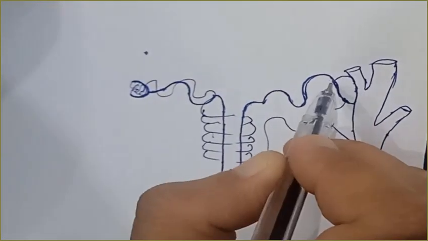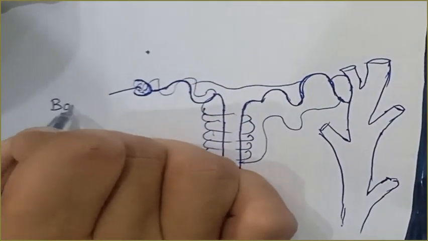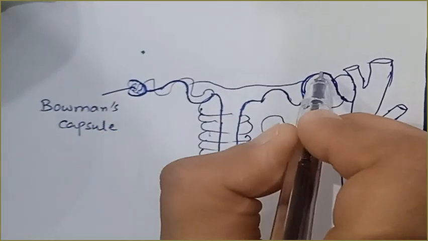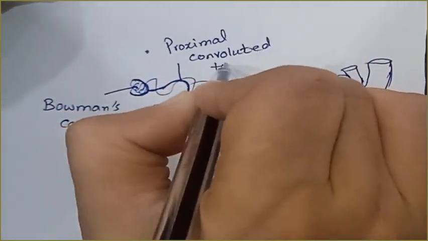When you've drawn blood vessels, then come to next step, which is the labeling part. The first one is cup-shaped Bowman's capsule. Near to it is proximal convoluted tubule, while the question mark's shape is distal convoluted tubule.